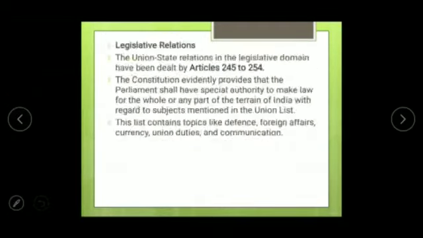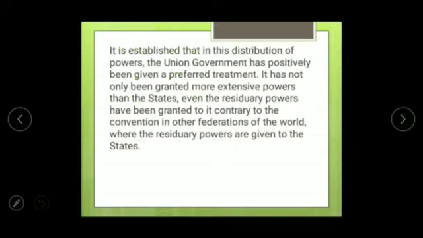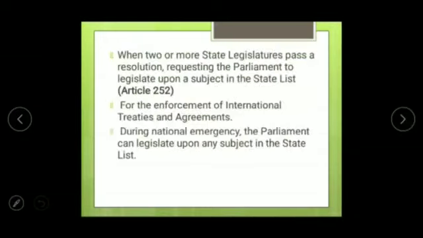In the next lecture, we'll be doing further about the doctrine of pith and substance, colourable legislation. Yes, thank you.